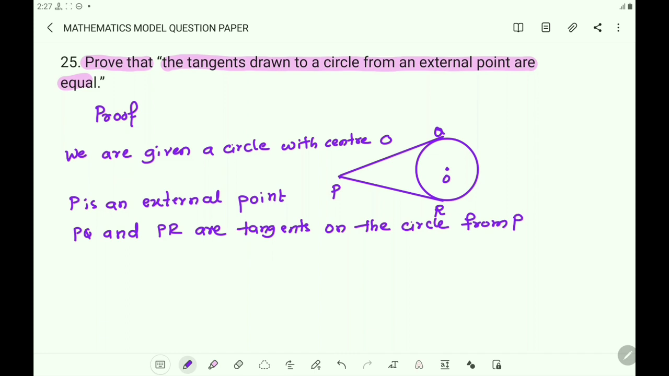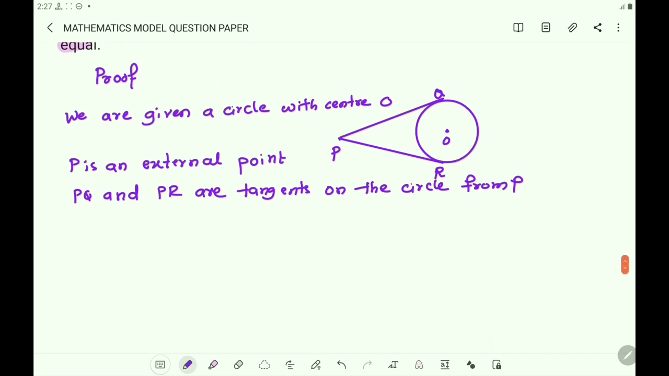Here what you have to prove? You need to prove that PQ equals PR. We need to prove that PQ is equal to PR.